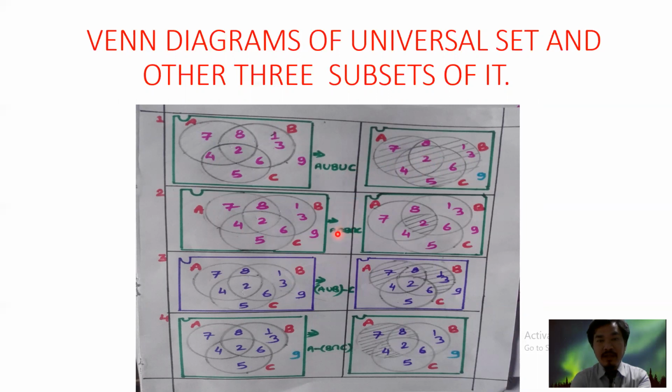Now look here, A intersection B intersection C means what? Common of all. Common of all means this part. That's why A intersection B intersection C is this. Now here, A union B minus C means what? A union B means A and B both. From this A and B both, we have to subtract the part of C. The remaining part of A and B should be shaded.